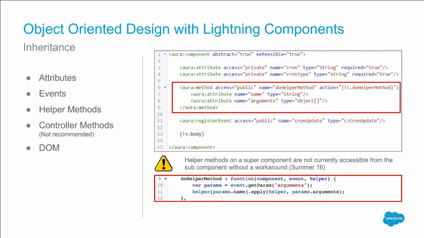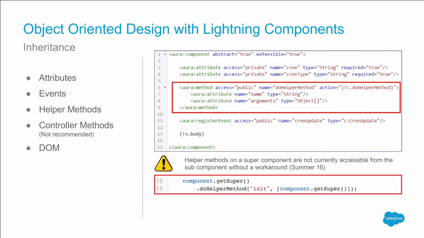How do we use that? So in the subcomponent, we use that getSuper method again to get a reference to the supercomponent, call the doHelper method, tell it which method we want to run, and then set the attributes that we want to pass to it. And in this case, we're passing a reference to the supercomponent itself. So in that way, if you need to access the super component's helper logic, this is how you do it.